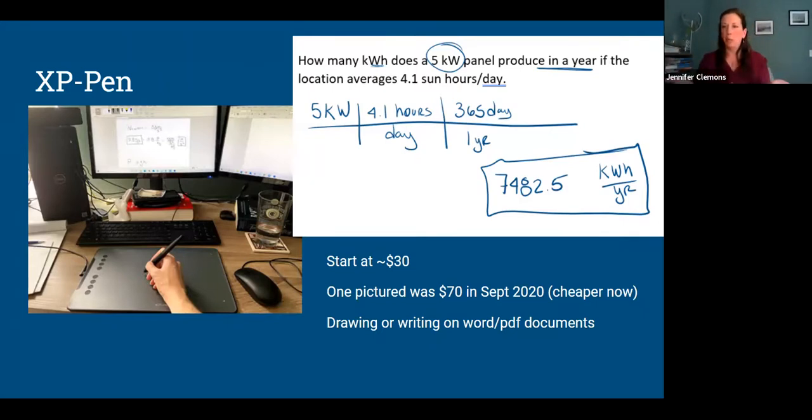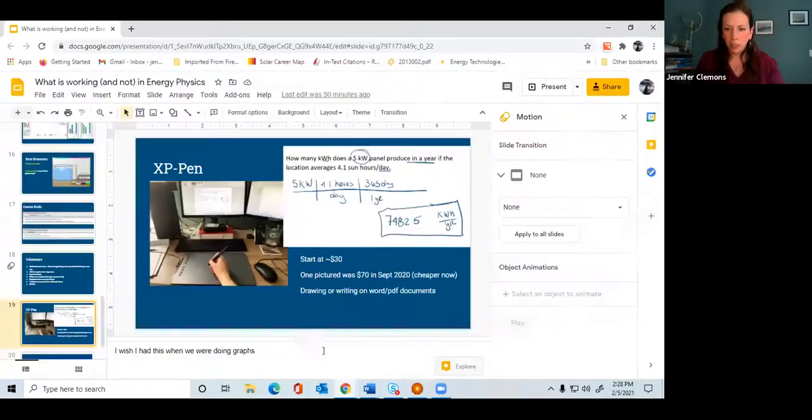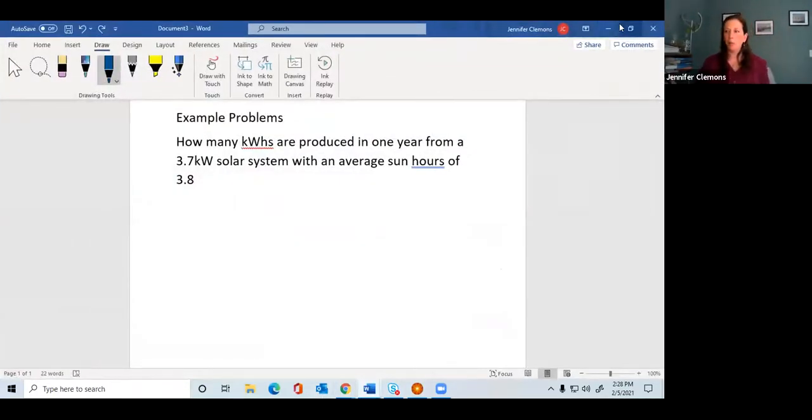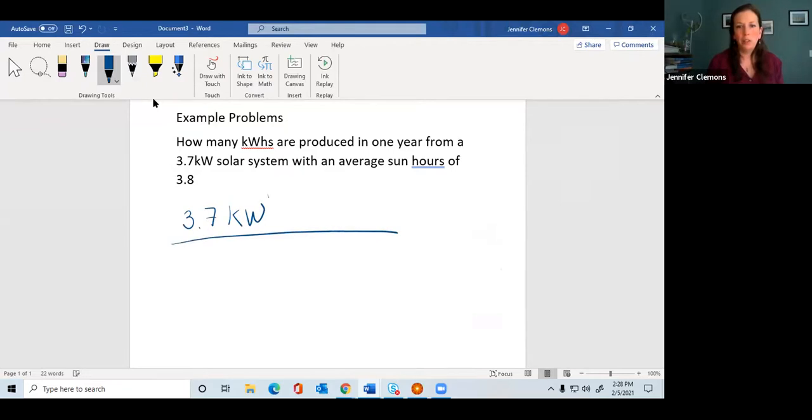So this is an example of a problem I might do in a class. And I literally can just write on it. So here's an example of a problem. We can see that, correct? An example of a problem I might do in the class. And I can go into the Word document and draw and choose whatever pen. And now I can write right on here. So if this is a problem I'm going to do in class, I would have 3.7 kWs, 3.8 hours, 1 day, 365.